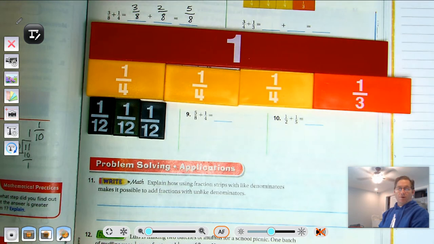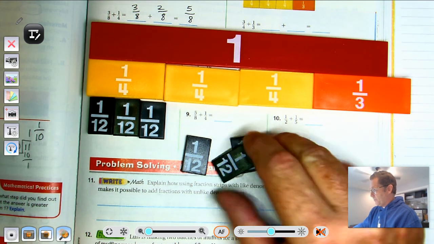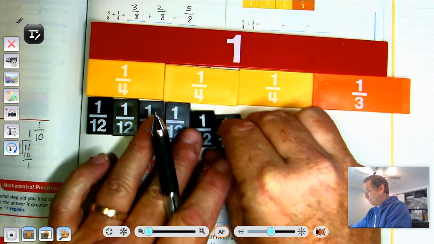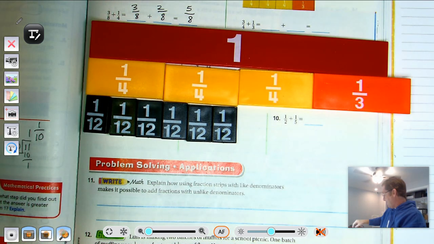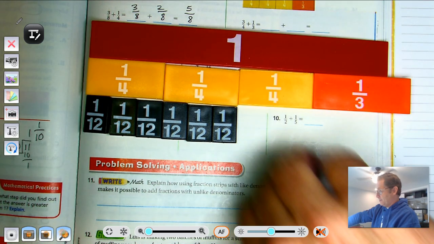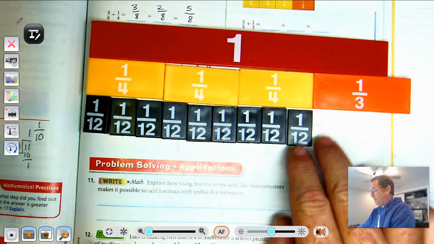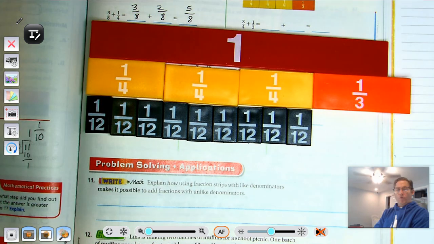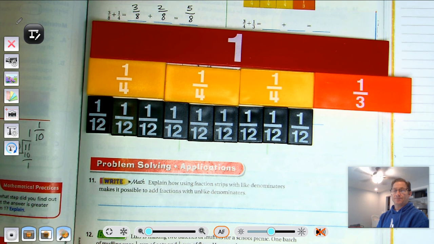Well, that was looking pretty good already because 3 12ths equals 1 4th. So let's put another 3 12ths. All right, so we're at 6 12ths, and that equals 2 4ths. Let's take 3 more. So we've got all of the 4ths matched up with 12ths. So 3 4ths is the same as 3, 6, 9 12ths.